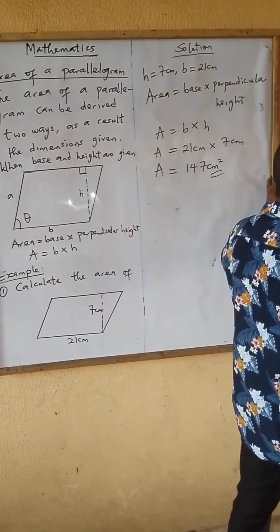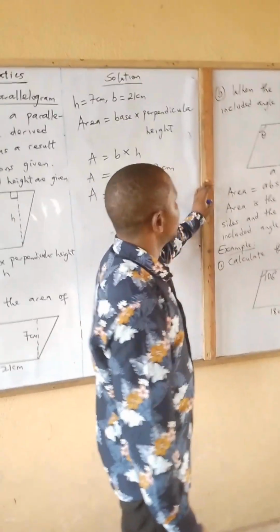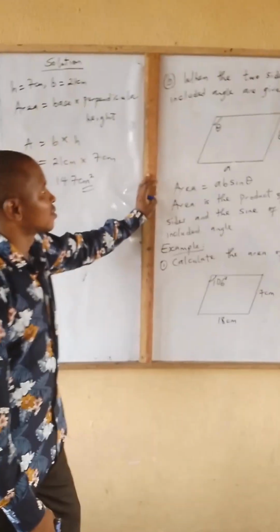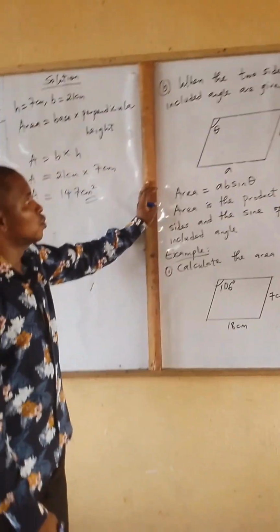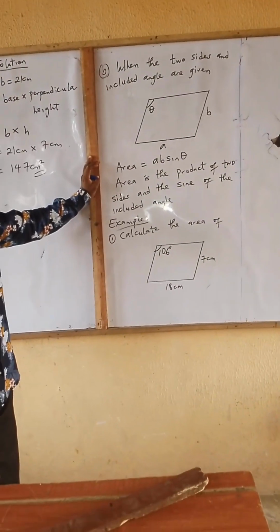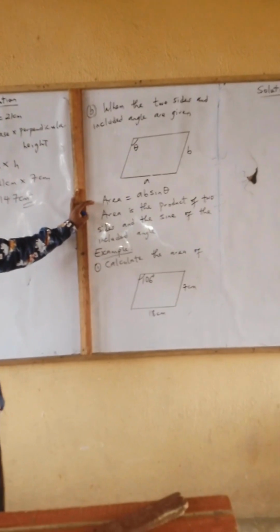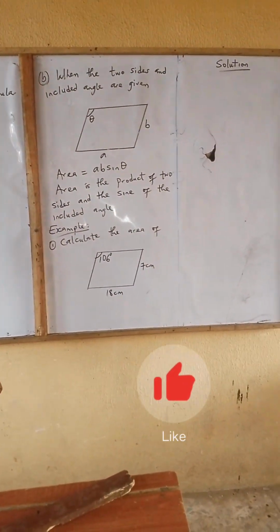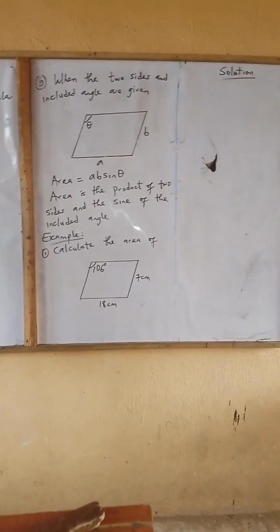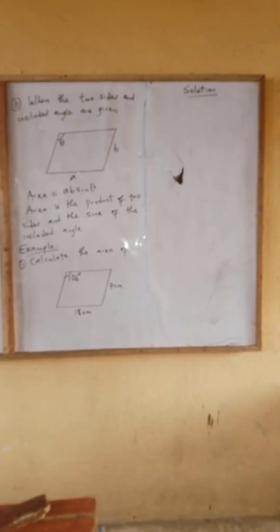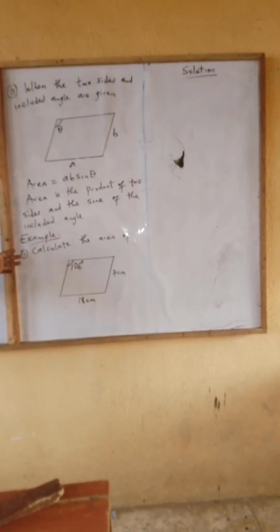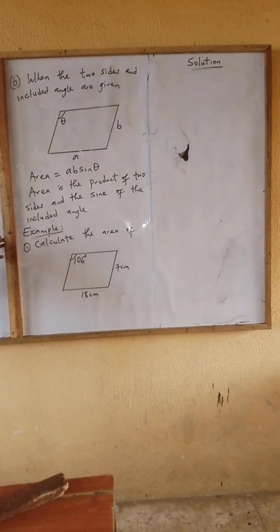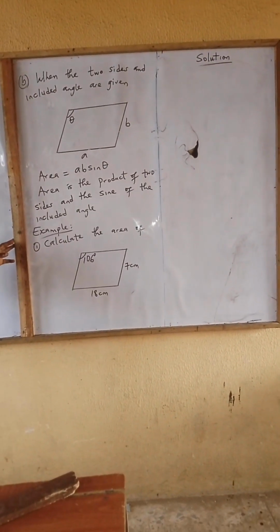And the second aspect is when the two sides and the included angle are given. So area will be AB sine theta. That means area is the product of two sides and the sine of the included angle. So let's solve this example. Calculate the area of the shape below.